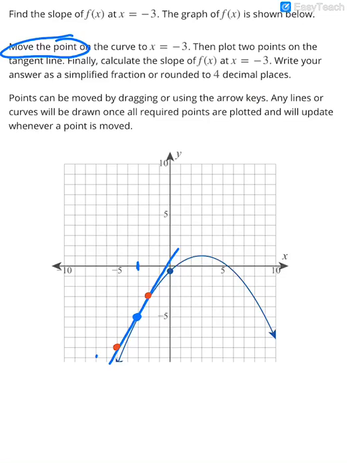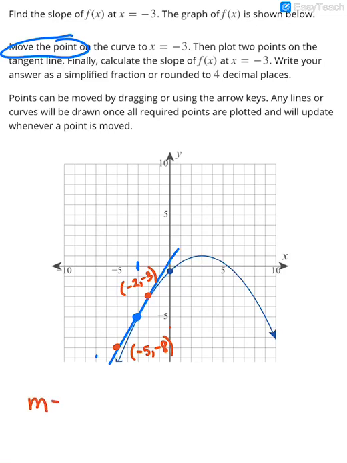So in my case, this would have been negative 2, comma, negative 3 for that point. And then this one would have been at negative 5, comma, negative 8. So it will give you those ordered pairs. And again, don't worry, sometimes it may be fractions. And so once you have plotted your 2 points, then you're going to calculate the slope between those particular points.